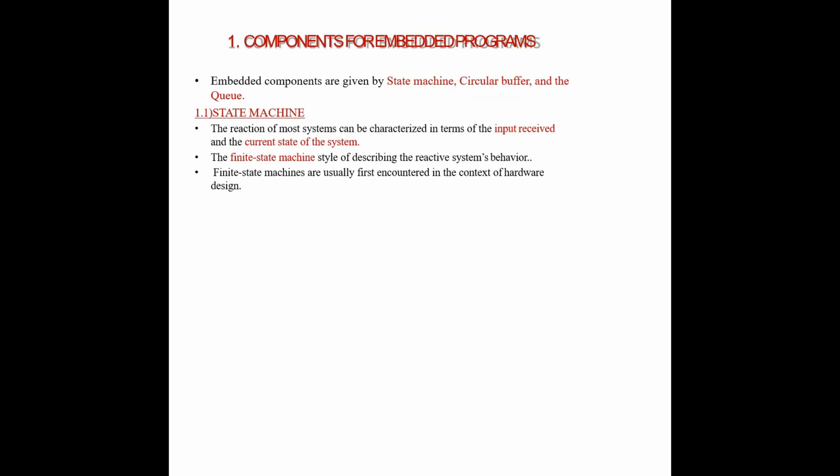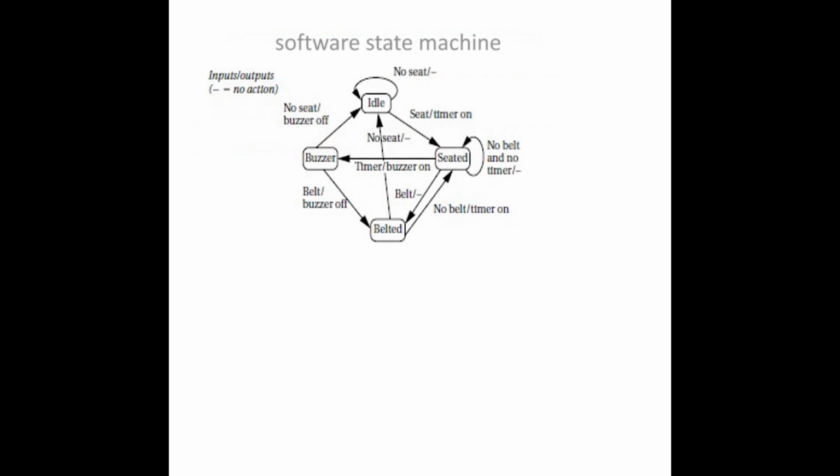First of all, we are going to see about components for embedded programs. First one is the state machine. The reaction of most systems can be characterized in terms of input received and the current state of the system. The finite state machine is a style of describing reactive system behavior. Finite state machines are usually first encountered in the context of hardware design. So this is the software state machine program.